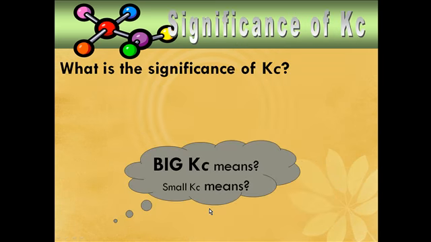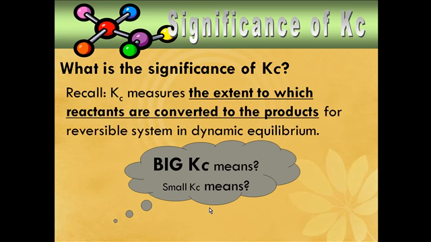So you may be asking, what is the significance of Kc? What is the meaning of a big Kc and the meaning of a small Kc? A big Kc versus a small Kc. Now if you can recall, Kc measures the extent to which reactants are converted to products. And this is only applicable for a reversible system in a dynamic equilibrium.